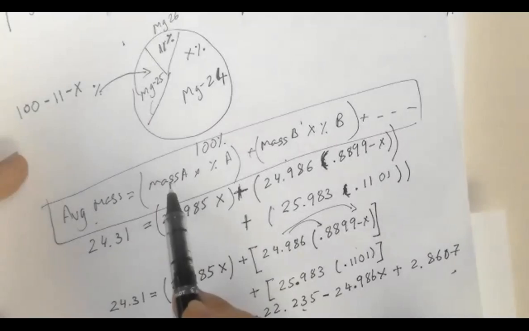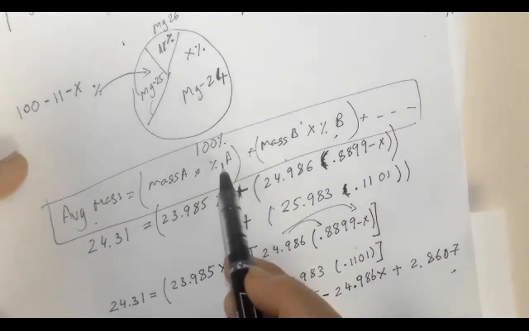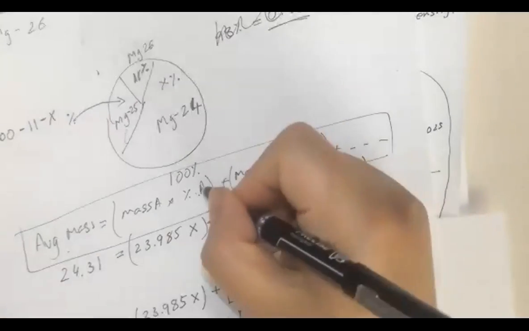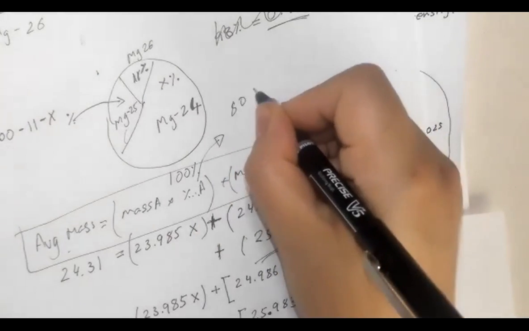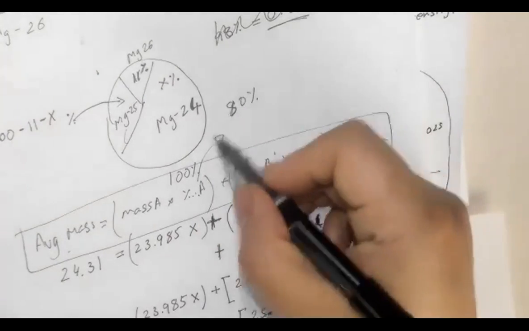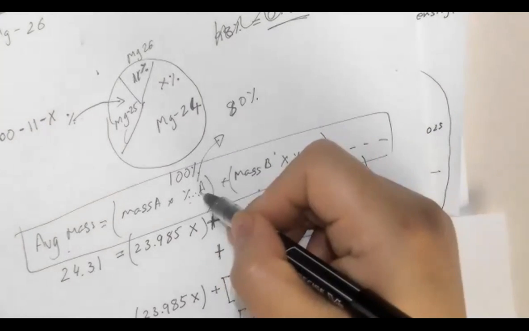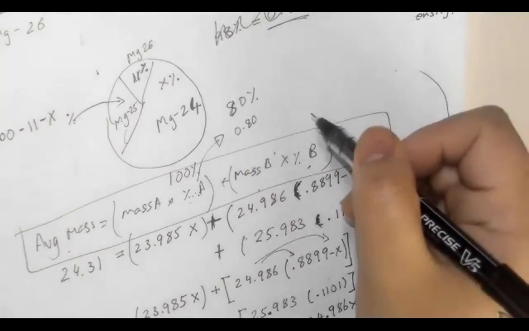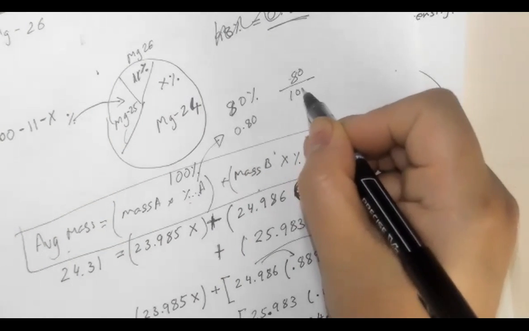Average mass is equal to mass A times percentage, plus mass B times percentage, and so on. You multiply by the part divided by the total. Let's say you have 80%. Do you write 80%? You don't. You write 0.80. Why? Because you do 80, which is a part, divided by 100.